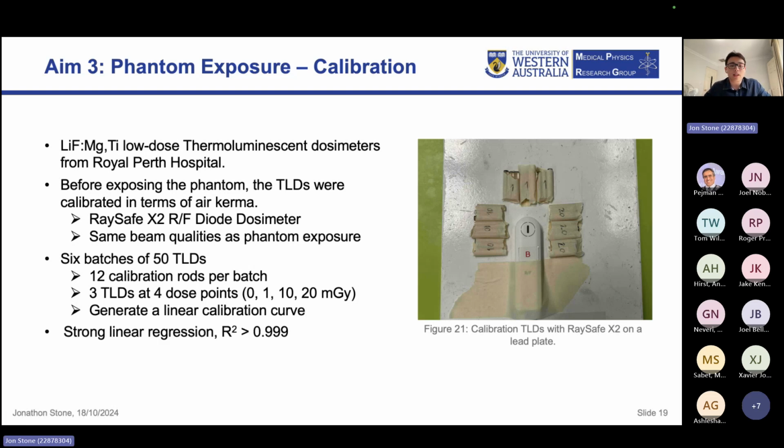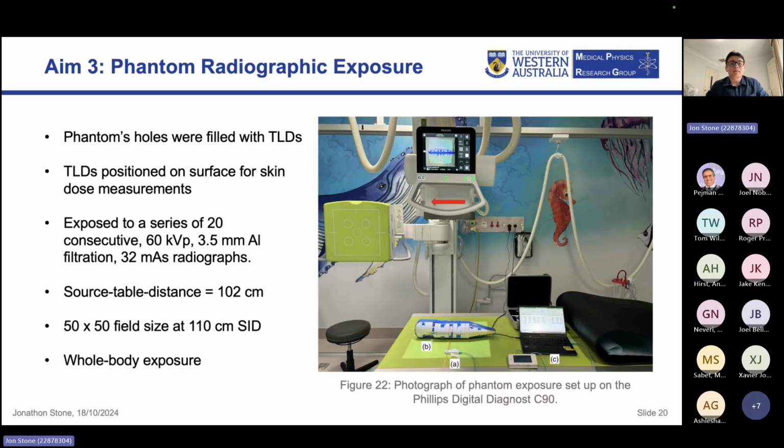And so each calibration batch had a strong linear regression of R squared being greater than 0.999. So finally, we're onto our phantom exposure. The phantom's holes were filled with TLDs, as well as the TLDs were also positioned on the surface for skin dose measurements. So here's an image of the phantom on the digital diagnost C90.